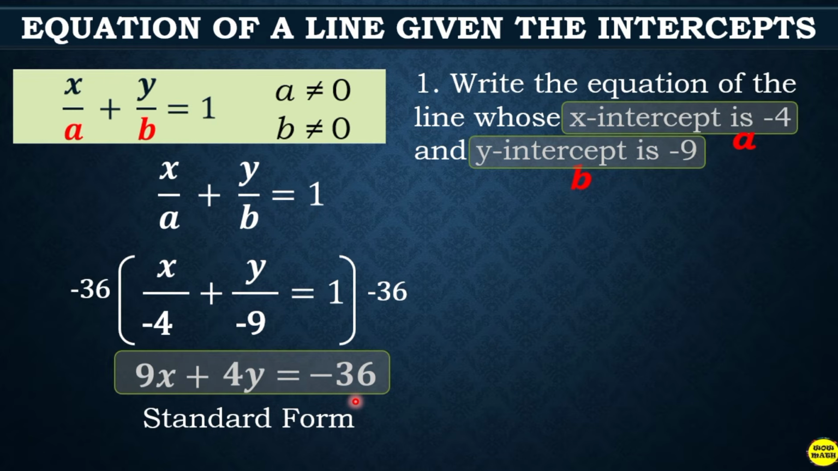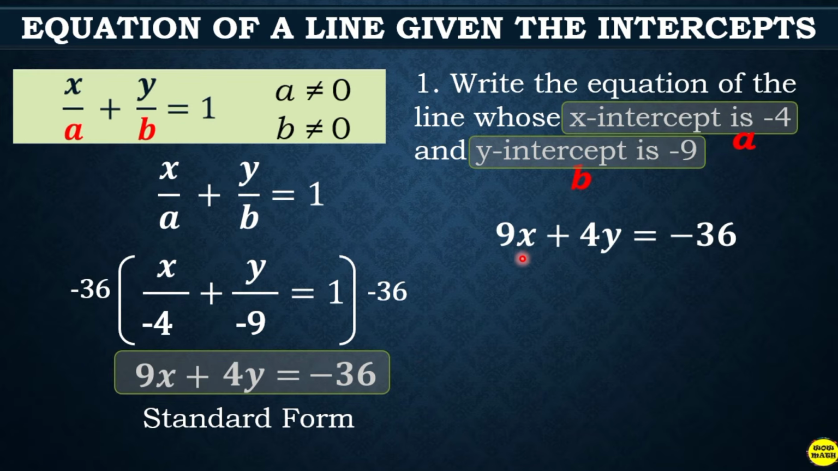Now, sabi ko nga, kung ang hinihingi sa question ay equation lang naman, then pwede na to, naka-standard form. Pero kung ang hinihingi ay write the equation in slope-intercept form, then you have to rewrite this into slope-intercept form. So paano yun? I'm giving you two options ha. So, kung wala namang hinihingi na specific na form, then ito, pwede na po ito. Okay? Pero kung ang hinihingi sa atin ay slope-intercept form, paano natin gagawin?